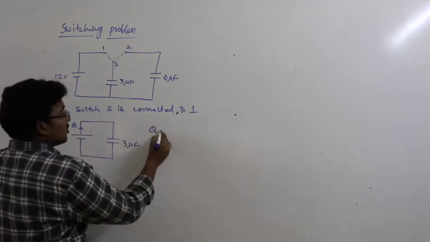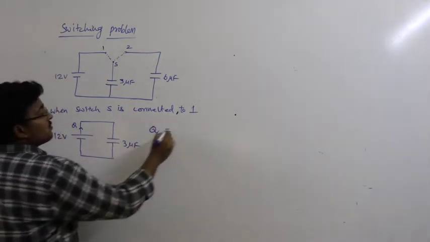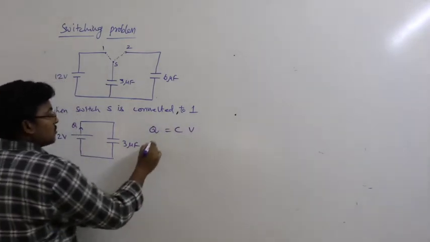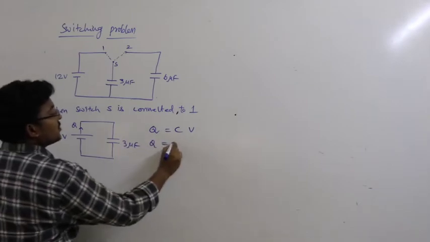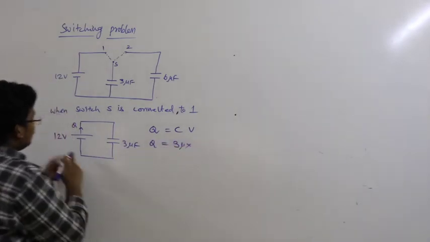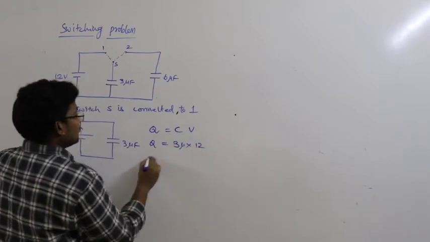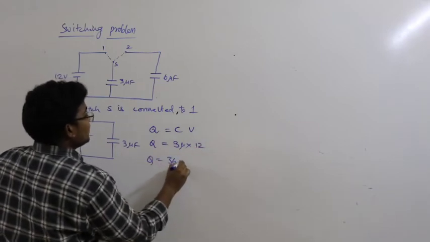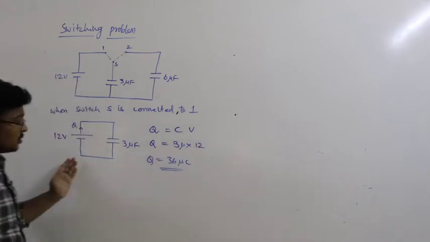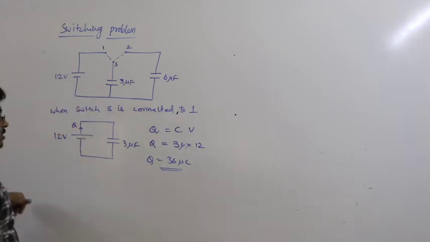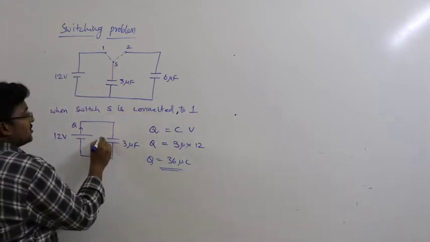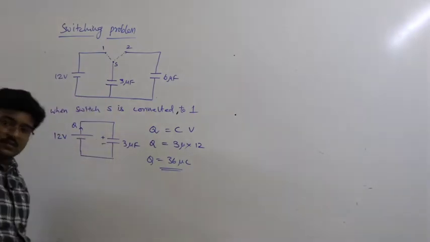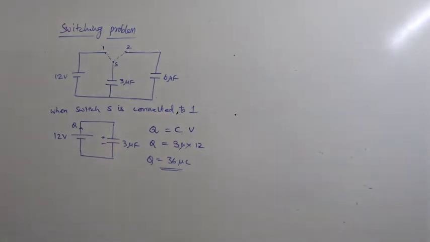Now what is the charge stored on the capacitor? Q is equal to CV. So Q is equal to, capacitance is 3 micro and voltage is 12, so Q is equal to 36 microcoulombs. So this much charge will be stored on this one: 36, means this is plus 36, this is minus 36. Now what happens?